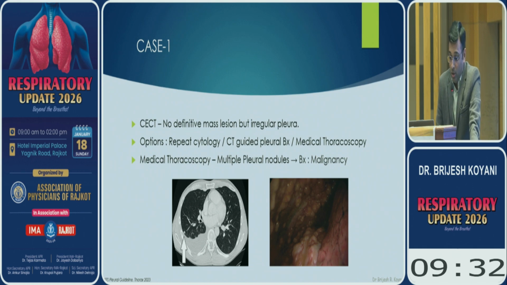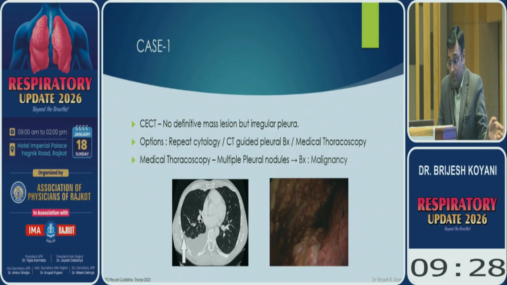So we went with the medical thoracoscopy and pleural biopsy. You can see the second image. There are multiple pleural nodules, and we took the biopsy, and it came as a malignancy. So always remember, medical thoracoscopy in such cases is very helpful for the tissue diagnosis.